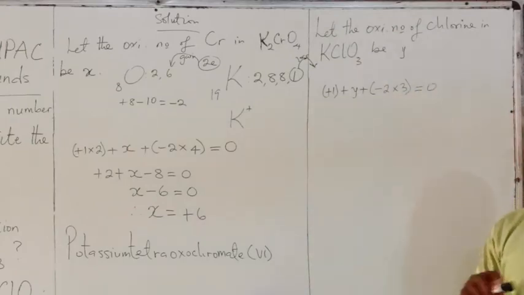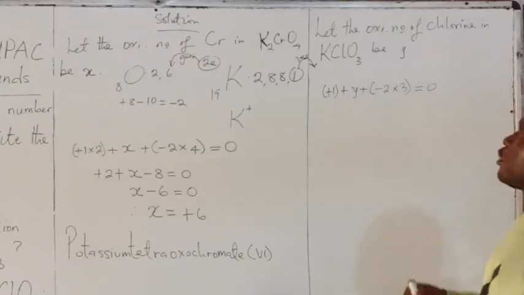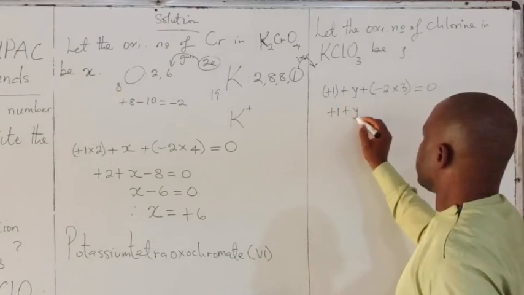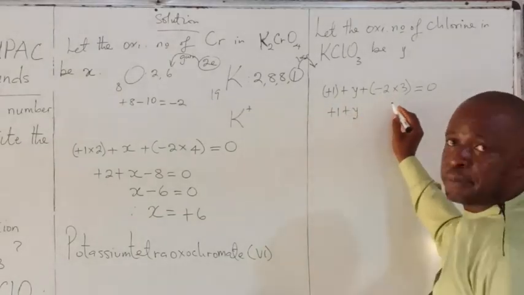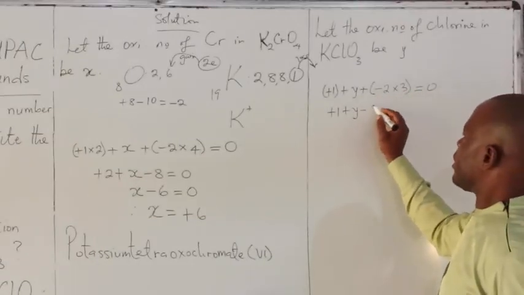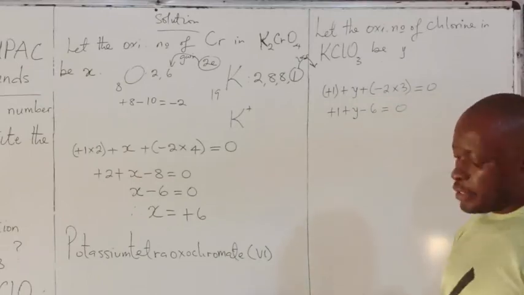Remember, the net charge of compounds is 0. When you add all the oxidation numbers of all the elements in a compound, you are going to get 0. So let's continue. This is +1. This is plus Y. -2 times 3 is -6. Equals 0. Are there like terms?